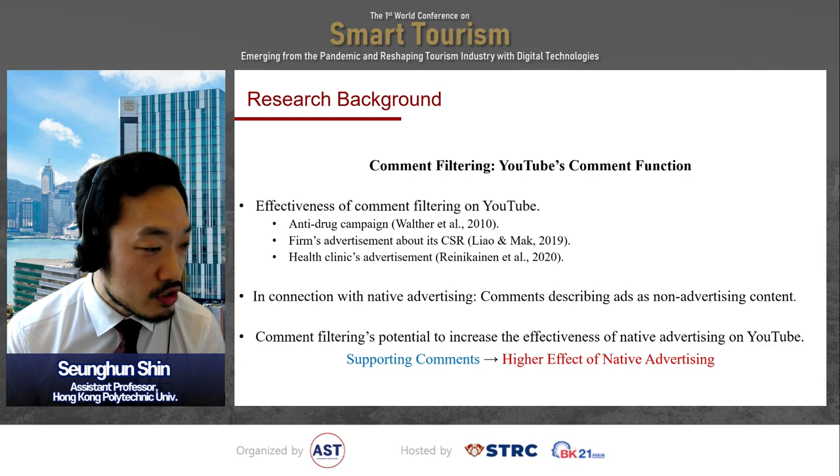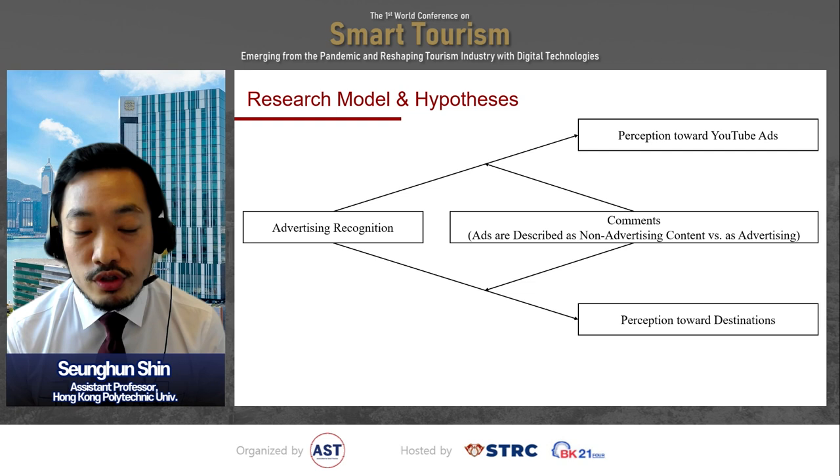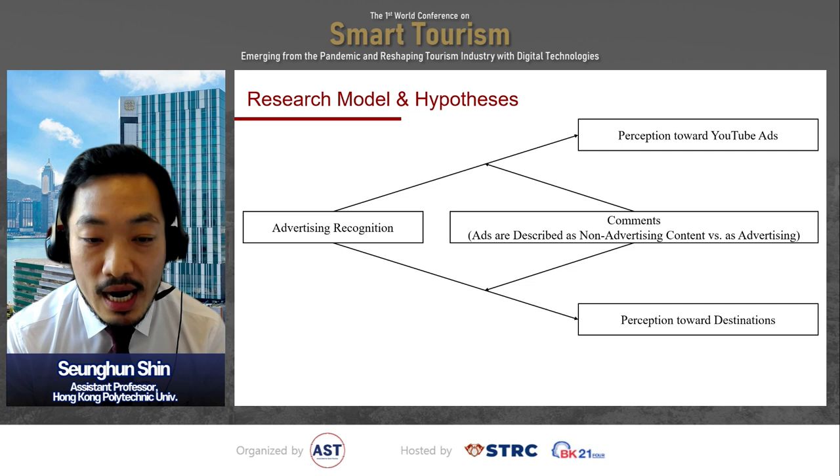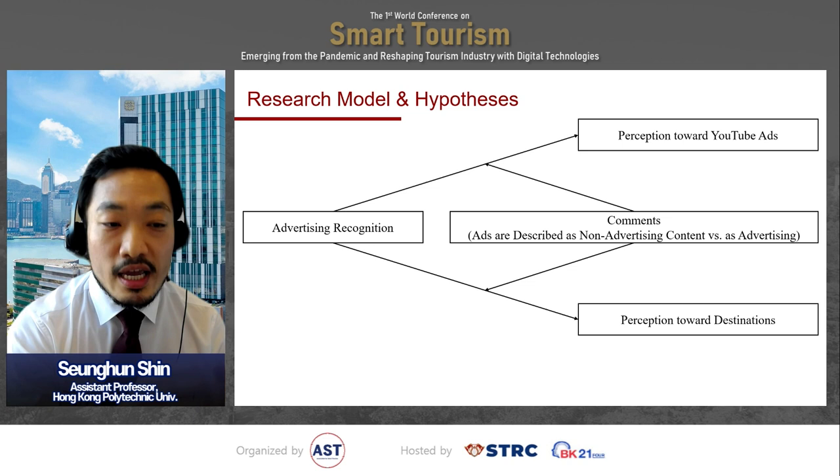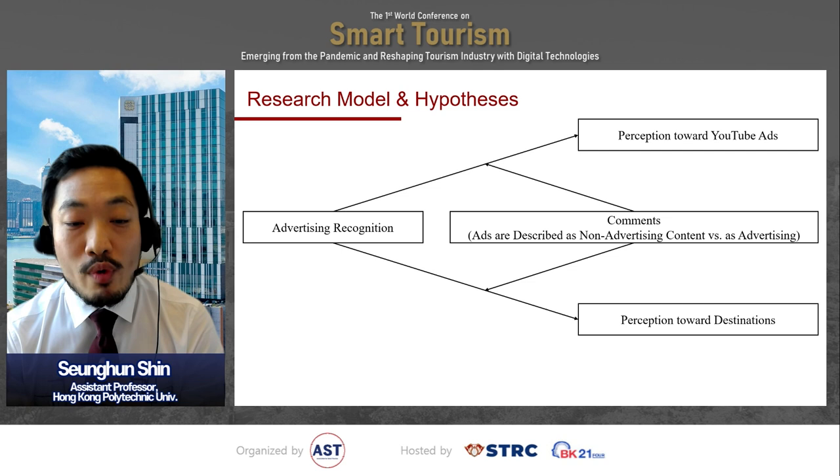So this is the research model overall. The independent variable is advertising recognition, which is related to native advertising. Advertising recognition means whether viewers can recognize that this is an advertisement or not. If it is high, it means the advertisement looks like an advertisement, a common advertisement. If it is low, it means it is difficult to recognize it as an advertisement, which means native advertising is adopted.